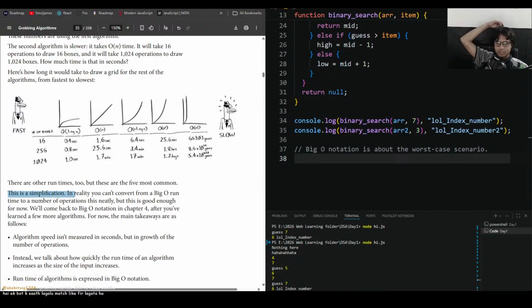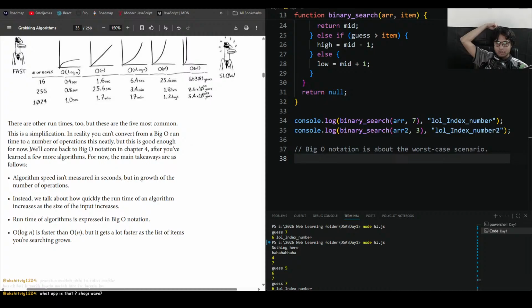This is a simplification of reality. In reality, you can't convert from a big O runtime to a number of operations this neatly, but this is good enough for now. We'll come back to big O notation in chapter 4 after you have learned a few more algorithms. For now, the main takeaways are as follows.